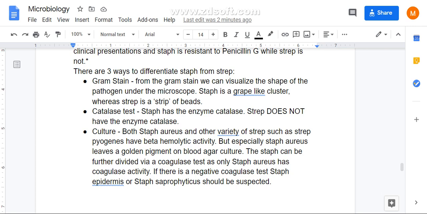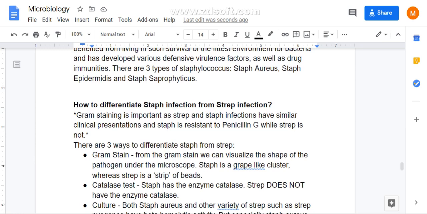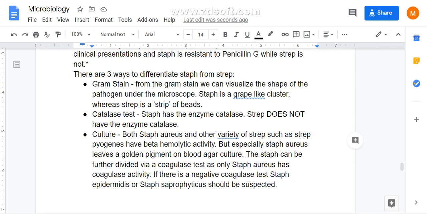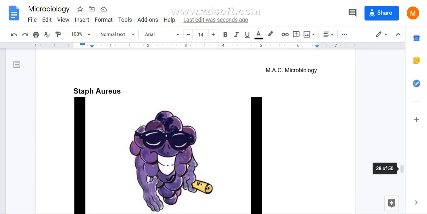So the Staph can be further divided by a coagulase test. This is an additional enzyme that Staph aureus has, coagulase. Staph aureus is the only staphylococcus that has coagulase activity. Staph epidermidis and Staph saprophyticus don't have coagulase activity. So if you get a negative test, you know that it's Staph epidermidis or Staph saprophyticus. A positive test, you know that it's Staph aureus. That's what you need to remember for that. So shape, catalase activity, beta hemolytic activity, and coagulase activity. And that's that.